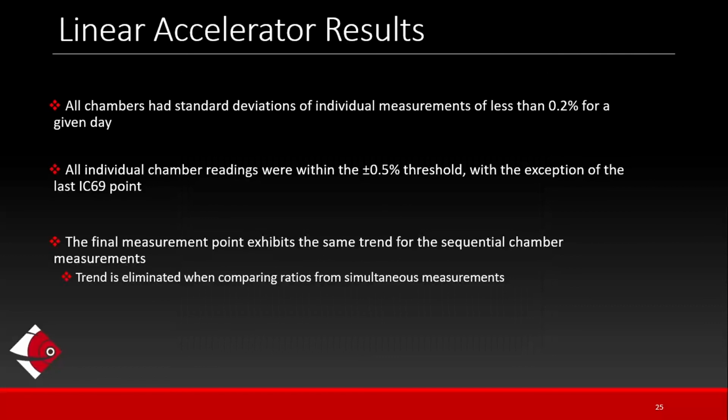Overall, all of the chambers had a standard deviation of individual measurement day of less than 0.2% for a given trial, and the individual chamber readings were all within the plus or minus 0.5% threshold set, with the exception of that final IC69 point. These results show a different story when compared to the strontium-90 results, mostly due to the noise in that data. The final measurement point exhibits the same trend for the sequential chamber measurements, and this trend is eliminated when comparing the ratios from the simultaneous measurements.